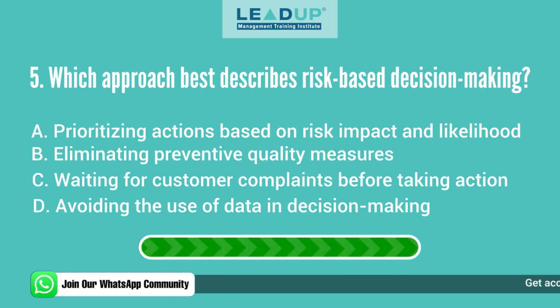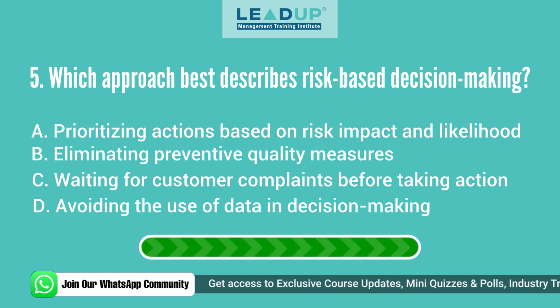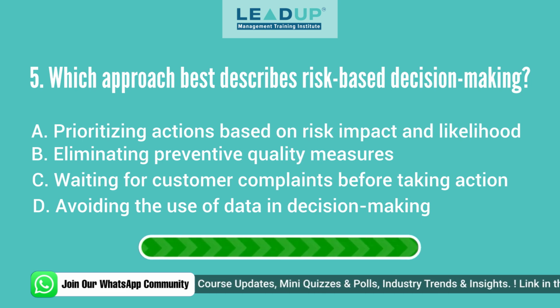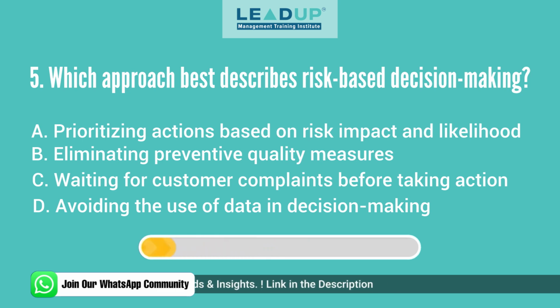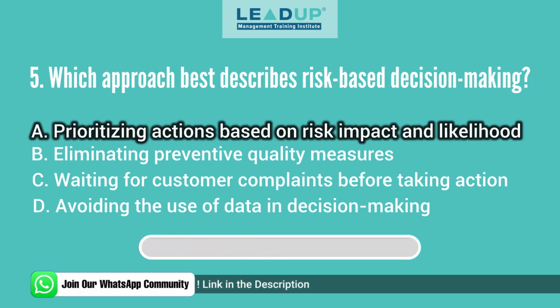Question 5. Which approach best describes risk-based decision-making? A. Prioritizing actions based on risk impact and likelihood. B. Eliminating preventive quality measures. C. Waiting for customer complaints before taking action. And D. Avoiding the use of data in decision-making. The answer is prioritizing actions based on risk impact and likelihood.